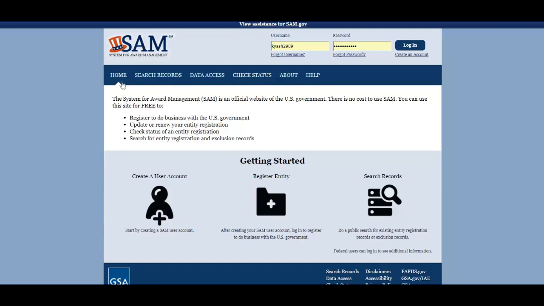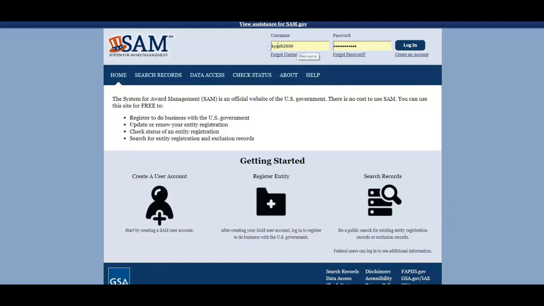You have your home page. We're at the home page of the System for Award Management right now. Search records, data access, check status, about, and help. You can start by creating a user account, which I've already done. You can register the entity, and you can search your records, okay?